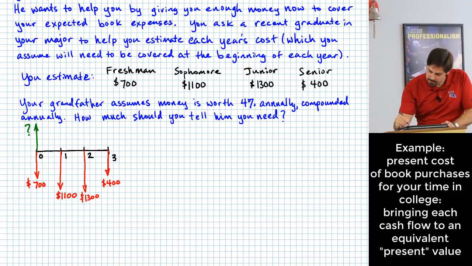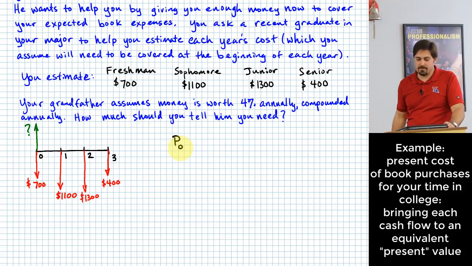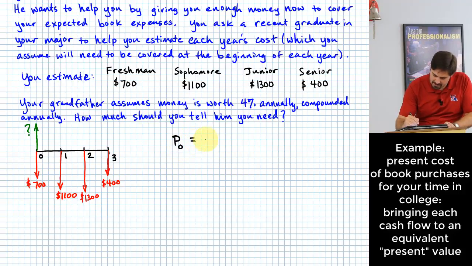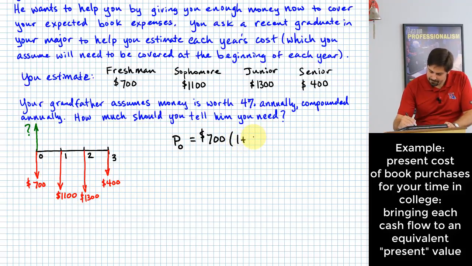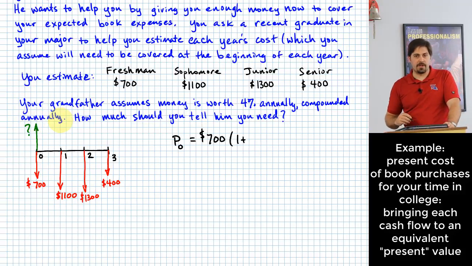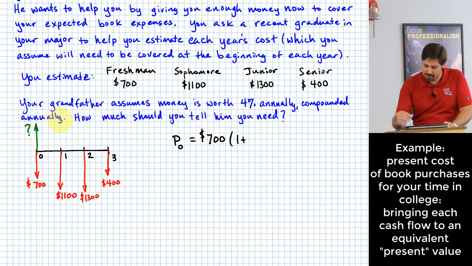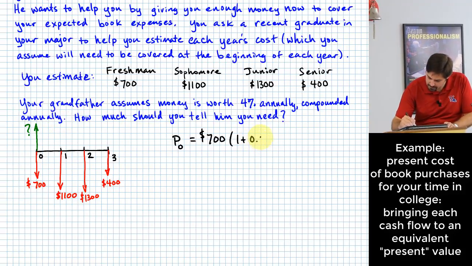So maybe I'll call these P sub 0. Well, that one's easy, because P sub 0 is going to be equal to that $700 cash flow that you have right there times 1 plus what? We're dealing with 4% compounded annually. So we don't have to do anything special in terms of different rate of compounding or different frequency of compounding. So we just put in 4%.